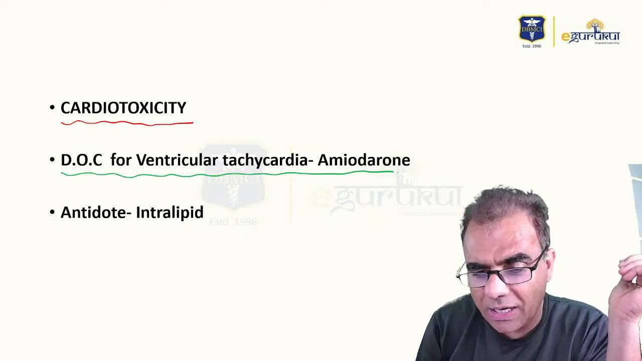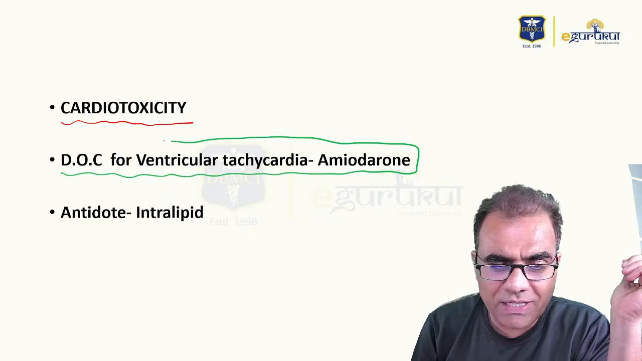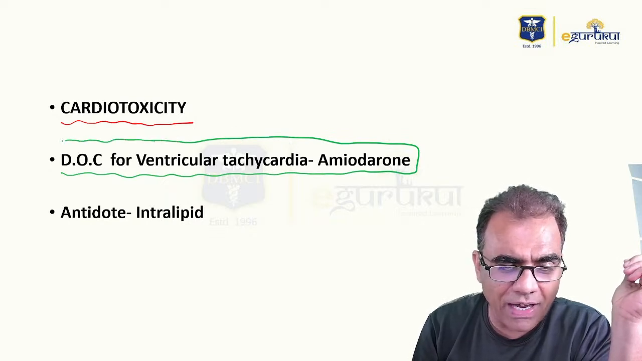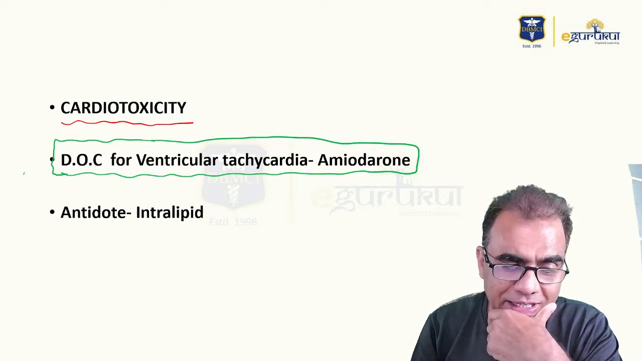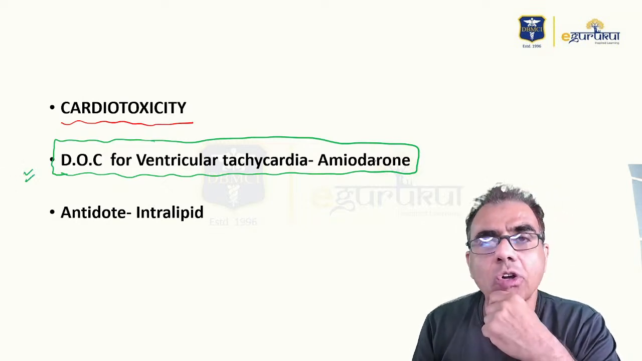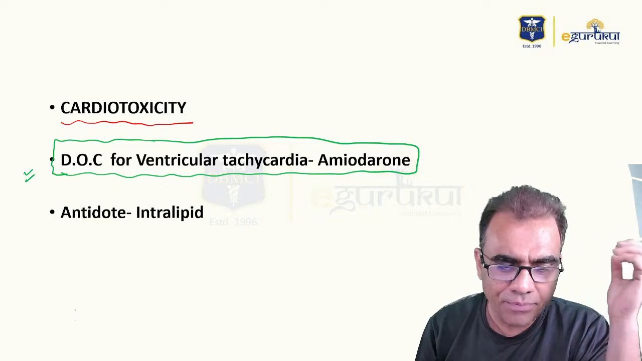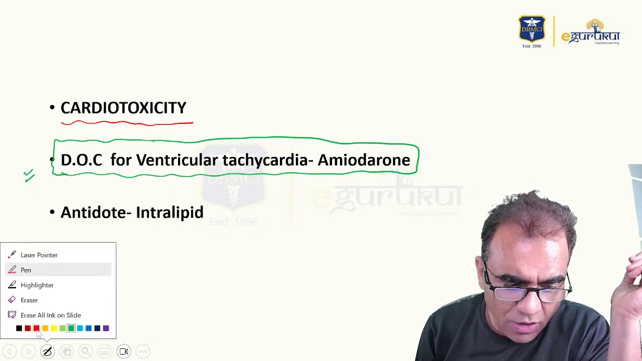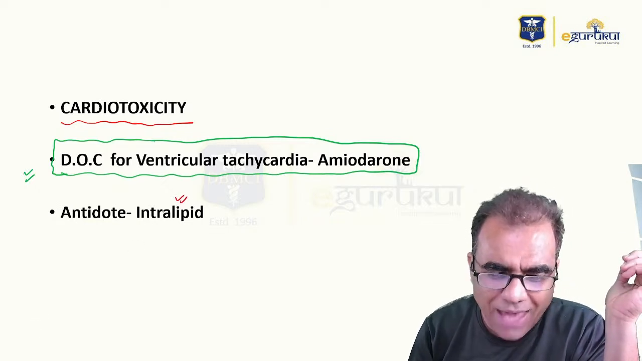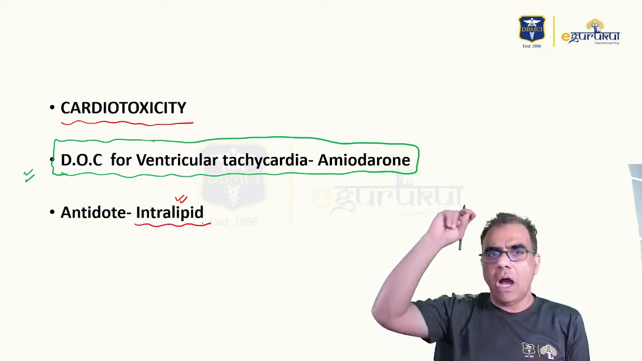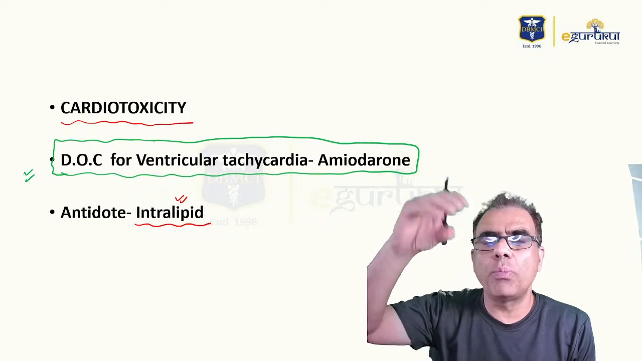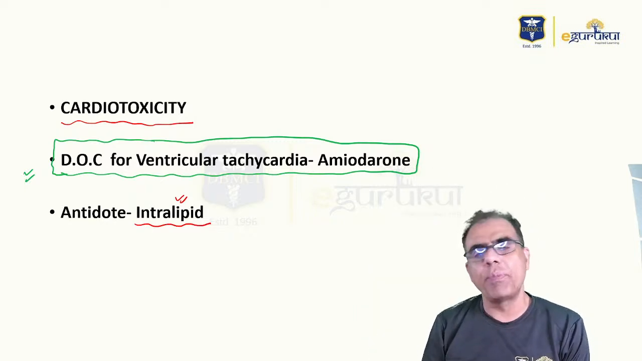And why am I using the green pen? Because previously the drug of choice for bupivacaine induced ventricular tachycardia used to be bretylium. But recently it has been found that amiodarone is more effective than bretylium. Then the antidote for cardiotoxicity, or toxicity as such, of bupivacaine is intralipid. Wow, how intralipid is going to block the active form of bupivacaine.